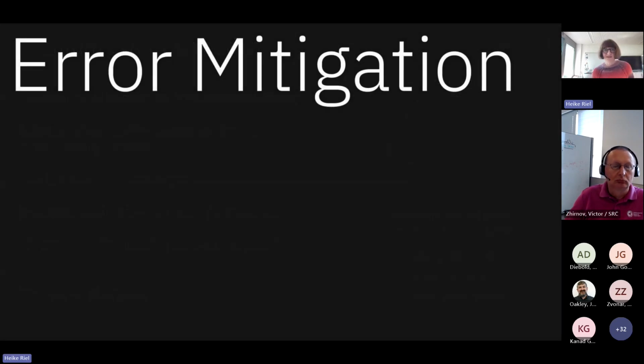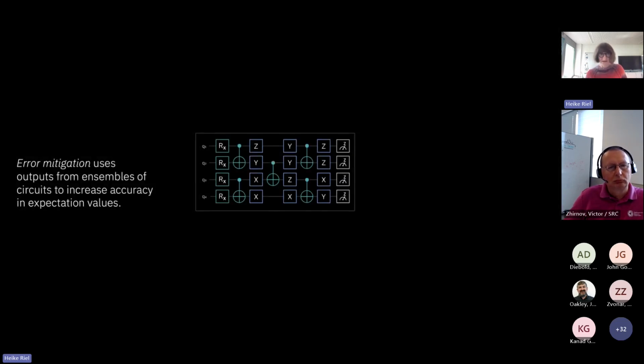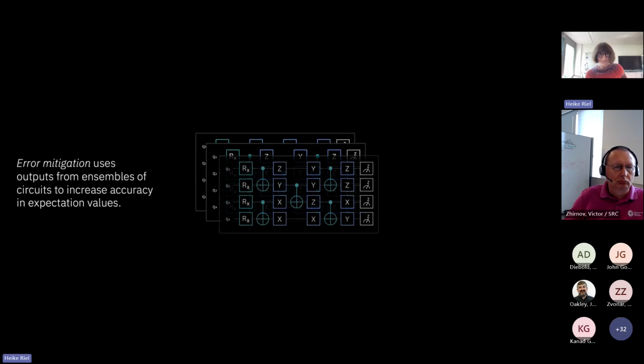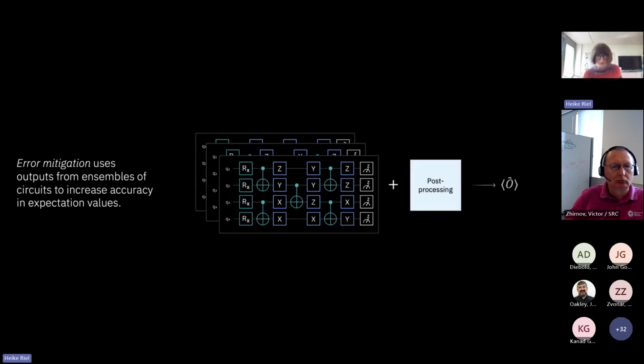Therefore, error mitigation is a very appropriate tool, which means you understand the error. You do not correct it, but you understand it, and you extrapolate to zero error. There are different techniques which can be used. And in principle, simply spoken, you also have some overhead, because you have to do several measurements.